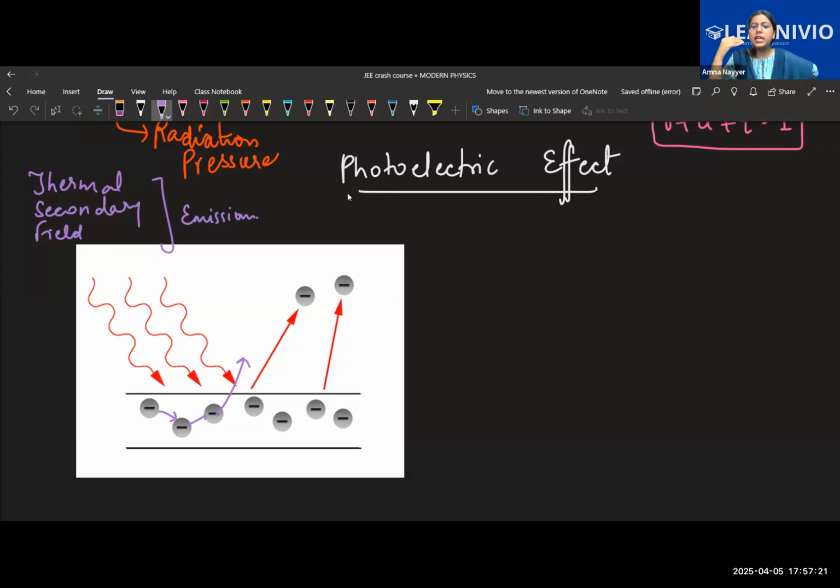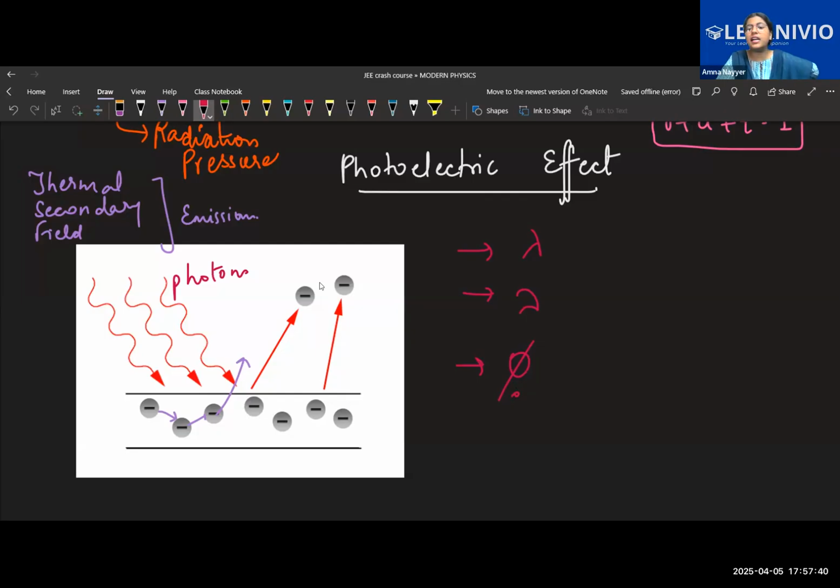Then what happens if a light ray is coming, the photons, basically the sunlight rays which we see, when photons of suitable wavelength, suitable frequency, suitable energy hit, then what happens?